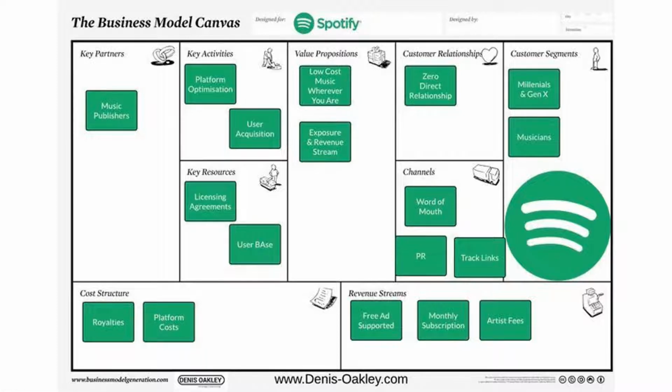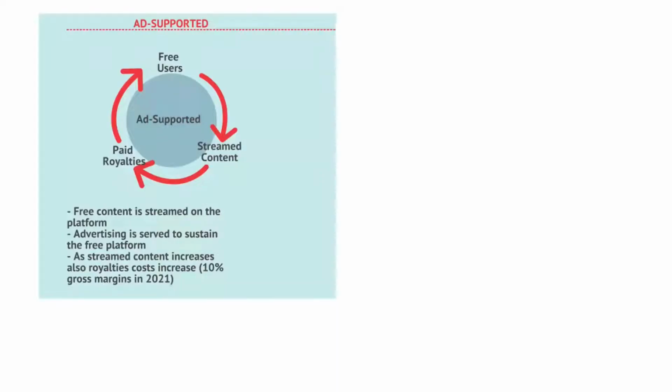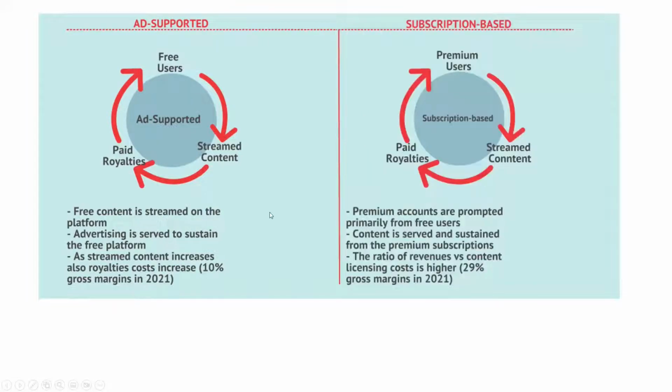Yeah. And next, some data points or charts which I found interesting through research. It seems that in the ad supported model, free content is streamed on the platform, as most of us are aware. In this case, Spotify earns only 10% gross margin in 2021. On the other hand, with subscription-based premium users, Spotify earns around 29% gross margin. And the reason for this is, I think, nearly 87.5% of the revenue is from subscription-based only.